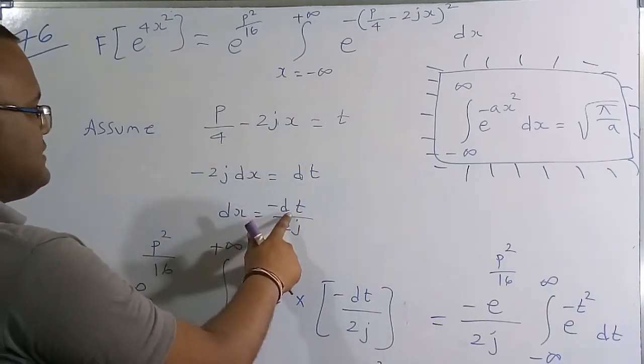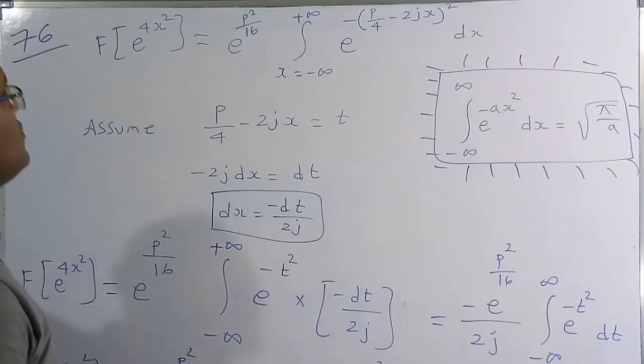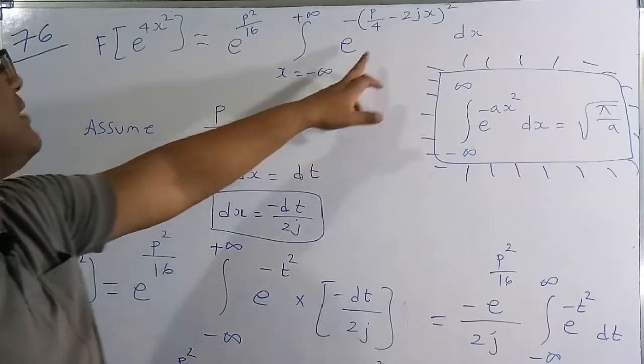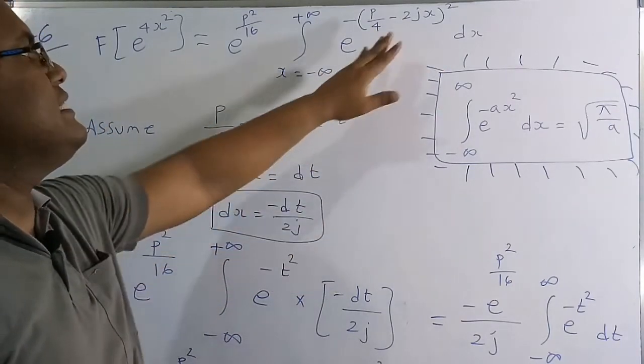So dx is equal to minus dt by 2j. So this is the value of dx we are going to get here. Now we are going to substitute p by 4 minus 2jx as t and dx as minus dt by 2j in the above expression.